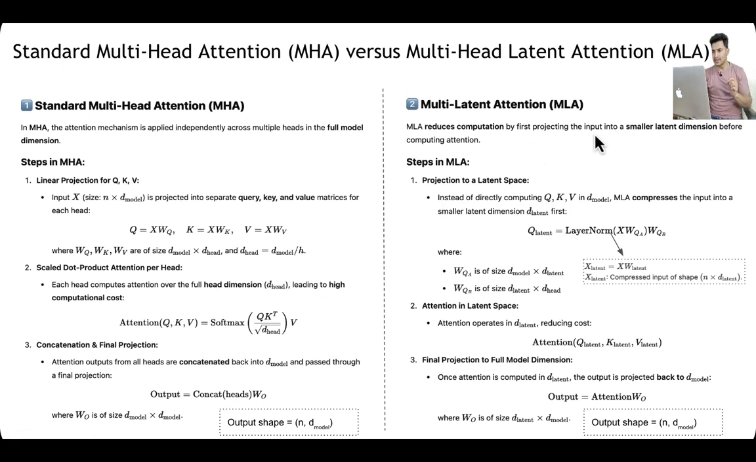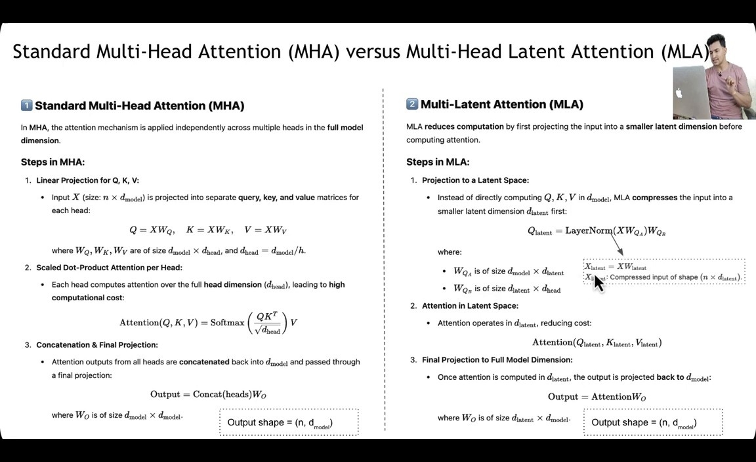Now let's look at multi-latent attention. In multi-latent attention we do all this calculation but in latent space. First of all, we know that to get the Q we need to multiply X with WQ, where X is the input vector. So if we multiply the input vector with another matrix WQA, which is of dimension d model cross d latent, what will happen?